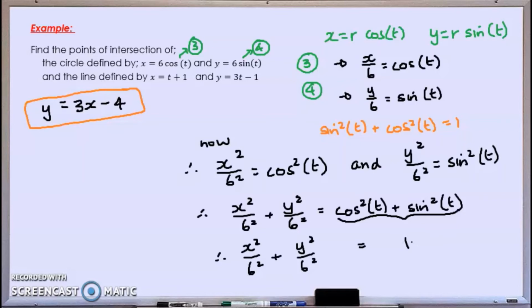And by using one final algebraic trick, multiplying both sides by 6 squared, I get my second equation. And the equation of that circle will be x squared plus y squared equals 36, or 6 squared. And having 6 squared there just helps us see our radius in the Cartesian circular equation.